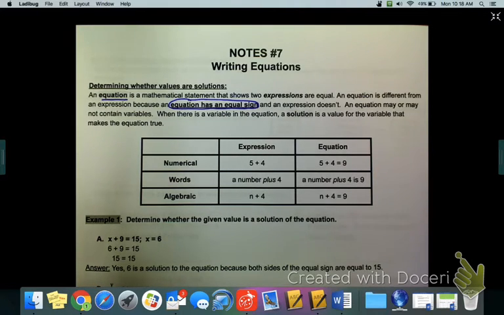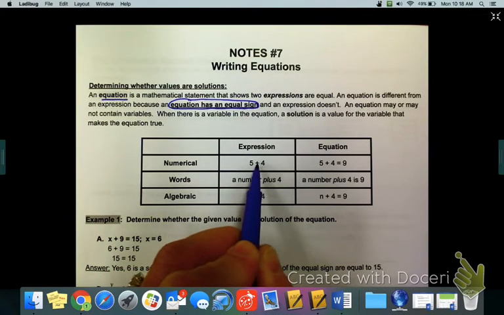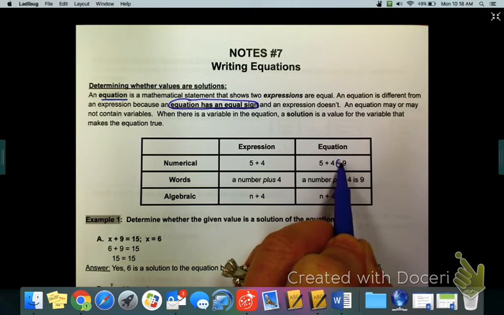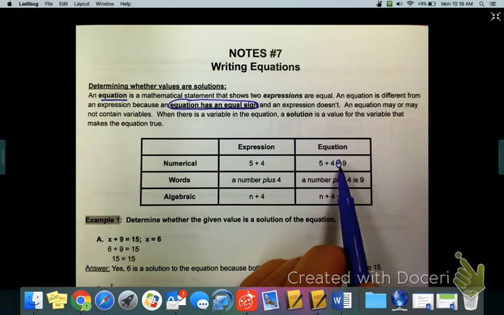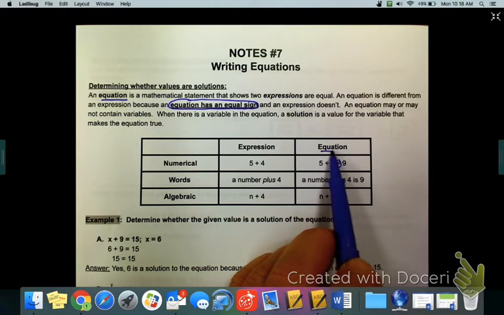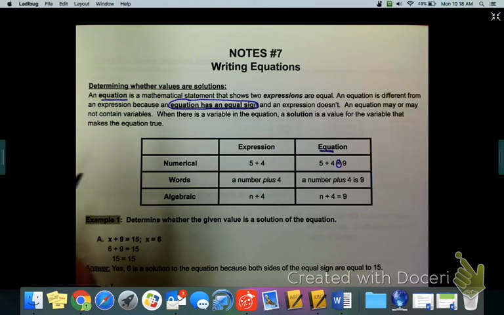Here are some examples of expressions and equations. Using numbers, an expression would just be 5 plus 4. But an equation would be 5 plus 4 equals 9. Again, it has the equal sign, and you kind of hear "equal" in the word equation. It gives you a clue that you'll have an equal sign.